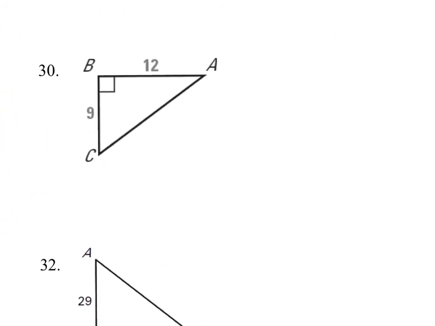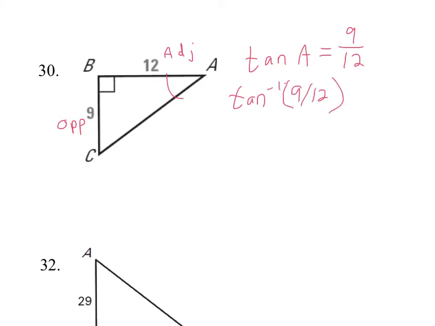Number 30. From A's point of view, we have adjacent and we have opposite. So which function uses adjacent and opposite? That would be tangent. So tangent of A, and the order is opposite over adjacent, so 9 over 12. And we want to know what is the angle. What is the angle that has a tangent of 9 over 12? So we're going to do inverse tangent of 9 over 12. And that will tell us what angle A equals. So inverse tangent, 9 divided by 12, and we get 36.9 degrees.